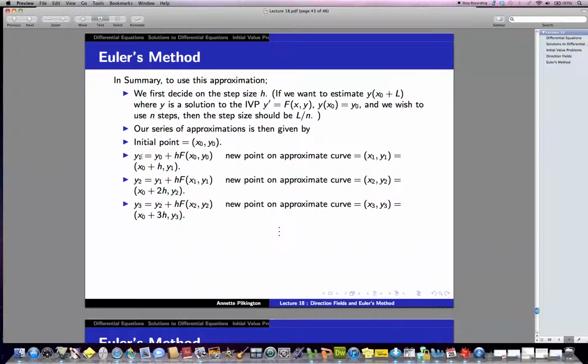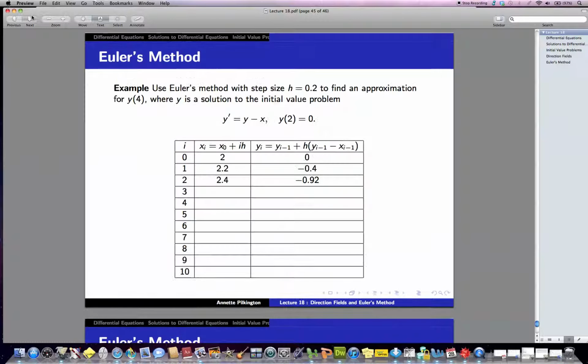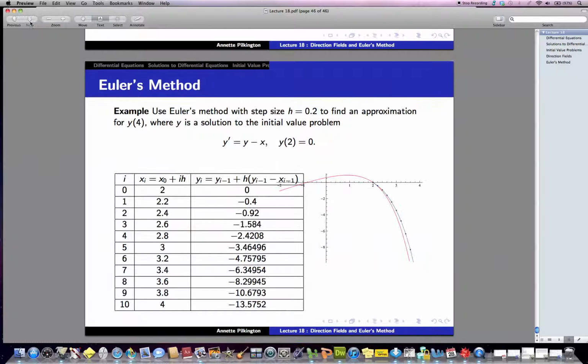And we have some formulas for x1, y1 in terms of x0, y0, and x2, y2 in terms of x1, y1. So basically we can make a table, and we can fill in this table step by step, and this allows us to get our prediction for y of 4, which is y10 in this particular instance. That's y subscript 10, the value of y after 10 steps.